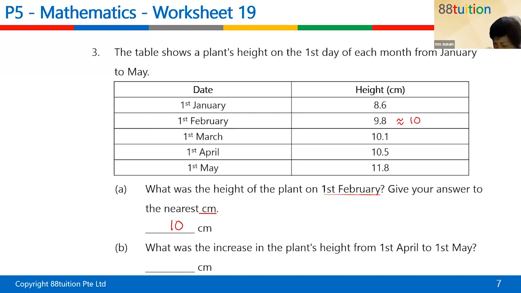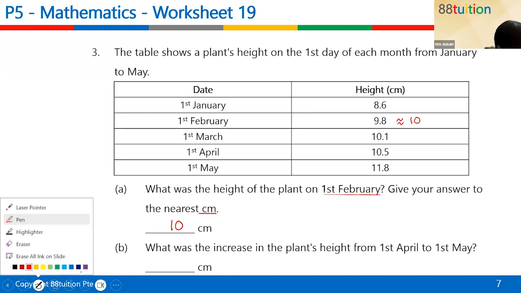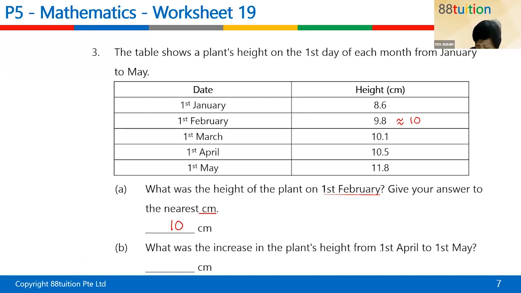And he wants to find out what is the increase from the 1st of April to the 1st of May. So you see here is an increase. What is the increase? You use 11.8 minus 10.5, which gives 1.3 centimeters. Okay, next question. This one is easy.